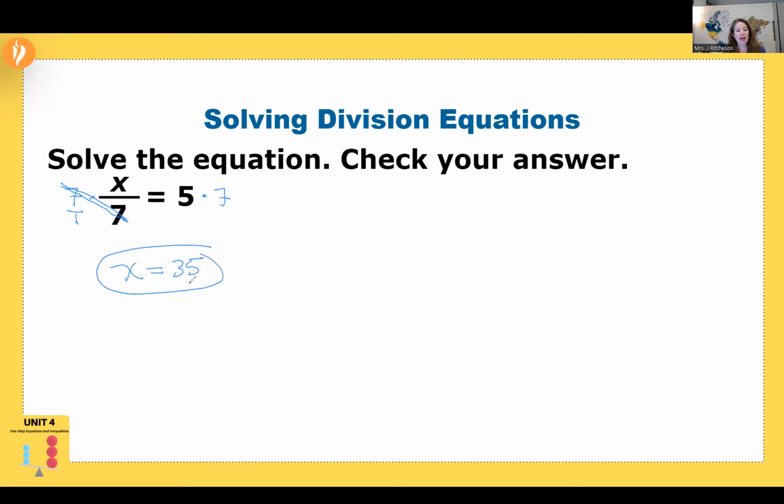Our solution is 35. If we're going to check our answer, we're going to substitute 35 for x. Does 35 divided by 7 equal 5? Yes, we know it does. So we know our solution is correct.